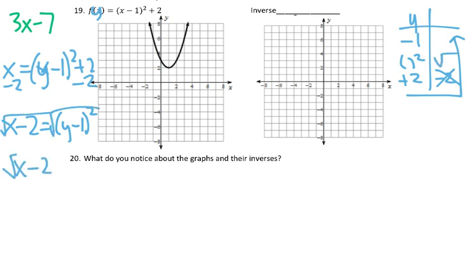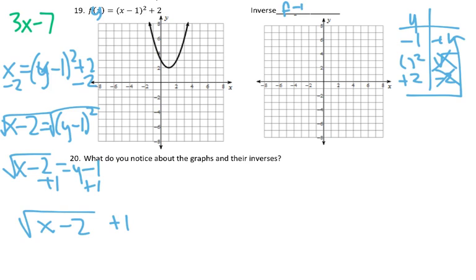x minus 2 equals y minus 1, square root of x minus 2, I should say. Then we would add 1 to both sides. So it would be square root of x minus 2 plus 1. Okay, so f inverse of x equals square root of x minus 2 plus 1.